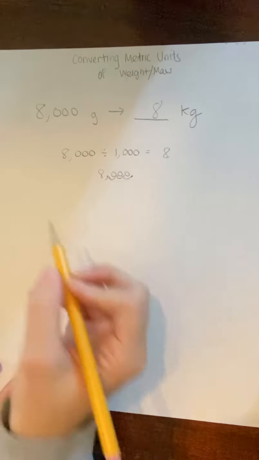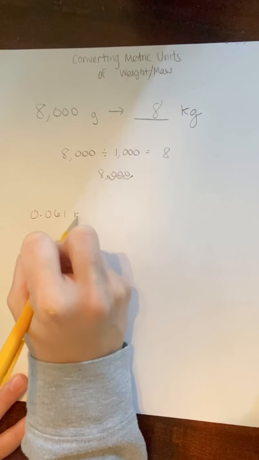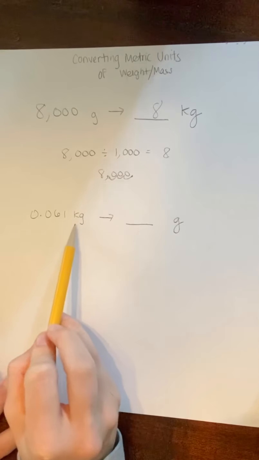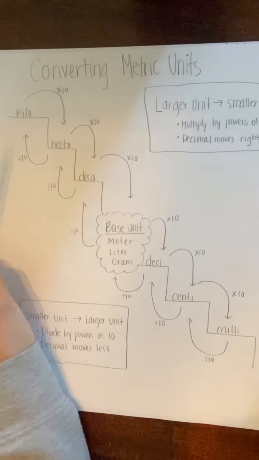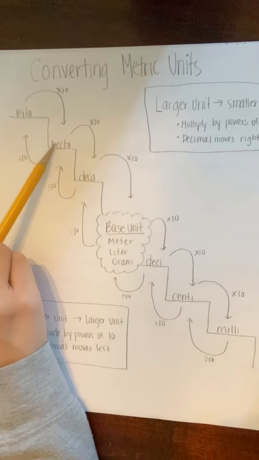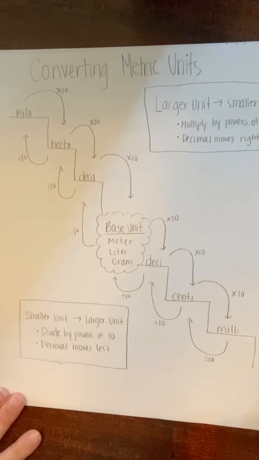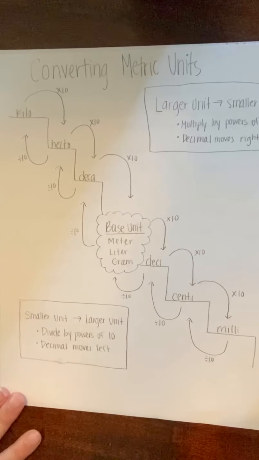Okay, and then let's say I have 0.061 kilograms. So I'm gonna go the opposite direction. So now I'm going from kilograms to grams. So now I'm going down the ladder 3 times. So 1, 2, 3, which is 10 to the power of 3, or times 1,000, because I'm going to multiply now because I'm now going from larger to smaller.